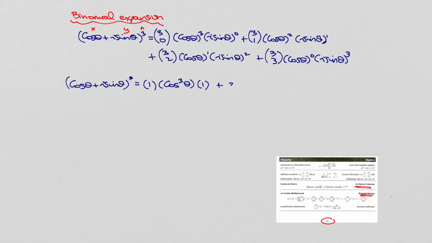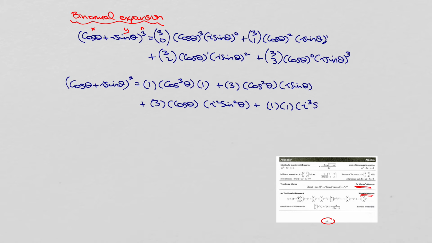3 choose 1 is 3. Cos theta squared is cos squared theta. i sine theta to the power of 1 is just i sine theta. 3 choose 2 is 3. Cos theta to the power of 1 is cos theta. And again, we have to be careful here. We're going to have i squared sine squared theta, and then 3 choose 3 is 1, anything to the power of 0 is 1, and then again be careful, (i sine theta) cubed is i cubed sine cubed theta.